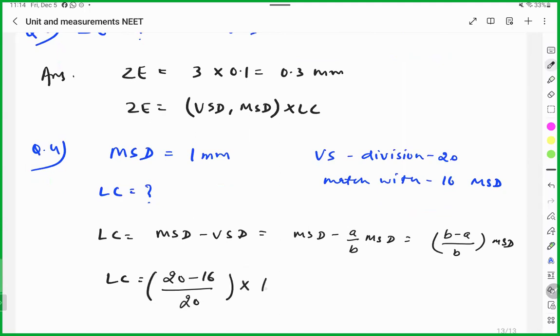What is the main scale value? 1 millimeter. So it is 4 by 20, that is 1 by 5, multiplied by 1 mm. So what will be the least count? Yes or no, guys? Direct formula. Correct? Direct formula. I did the same thing here.